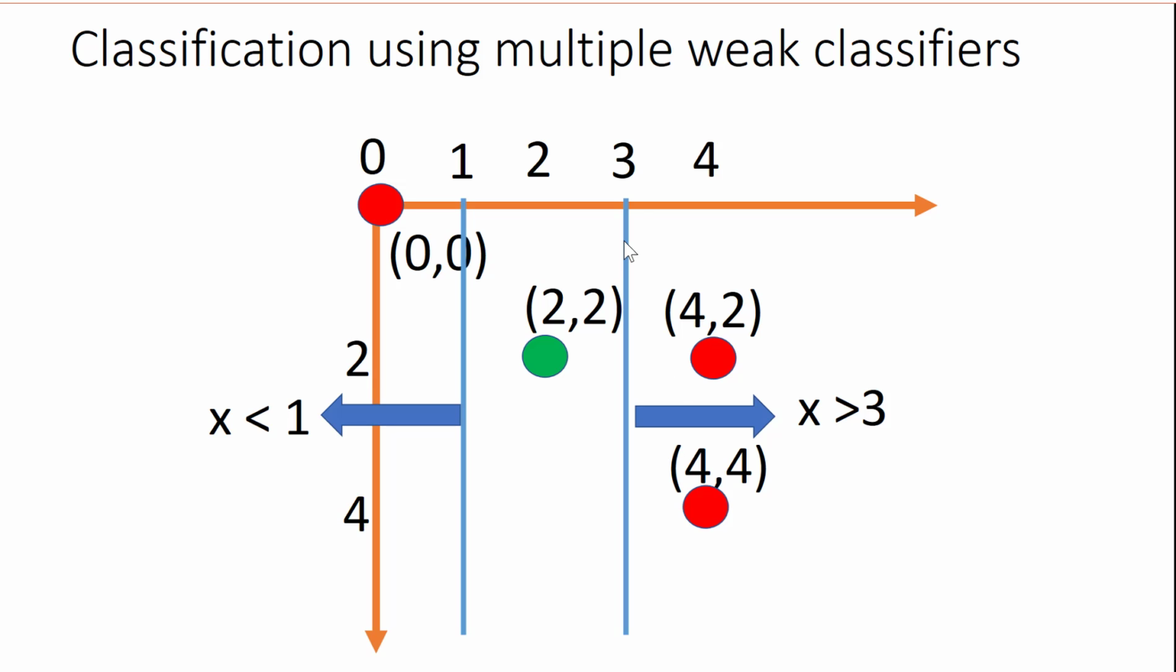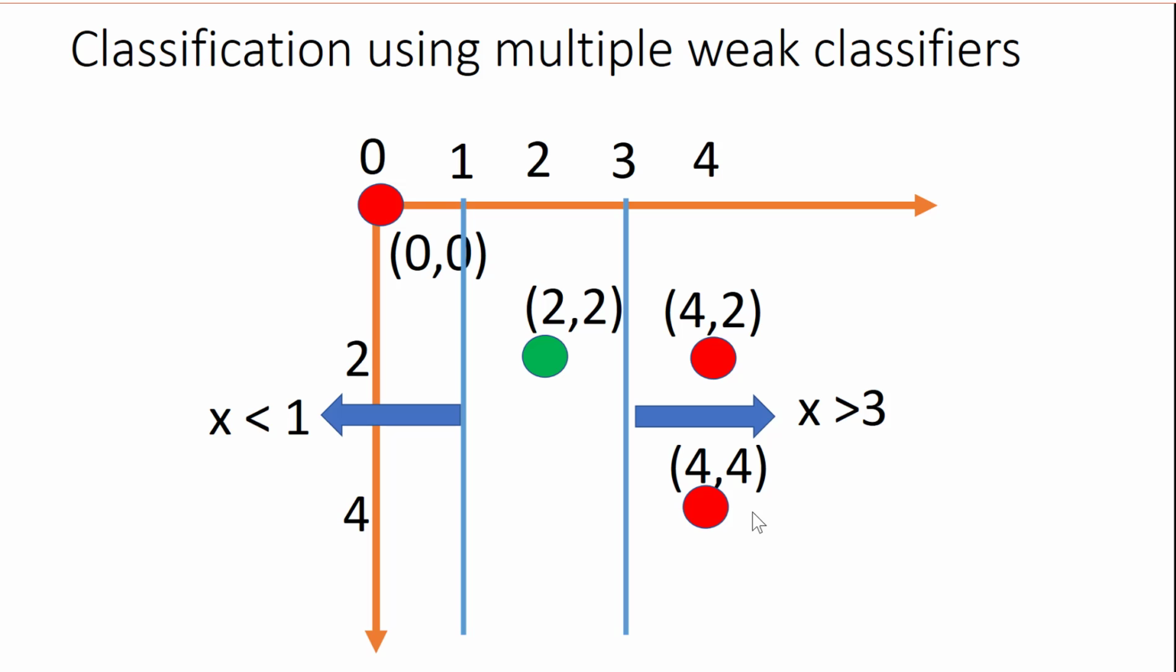So we can segment this data, and we might use a classifier, for example, that if x is greater than 3, it's true. Now that classifier would classify the point 4, 2 correctly, and 4, 4 correctly, and 2, 2, which is false because it lies to the left, it's less than 3. And it would misclassify 0, 0. And so we might have another classifier that x is less than 1, and that would classify correctly 0, 0, and also 2, 2, but misclassify the other two.